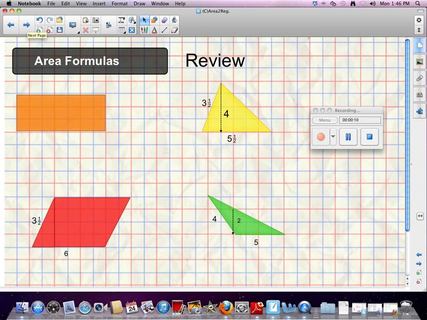And I want you to write on the top, or continue right from where you left off with your area stuff from last week. So we're going to review a few of the area formulas.